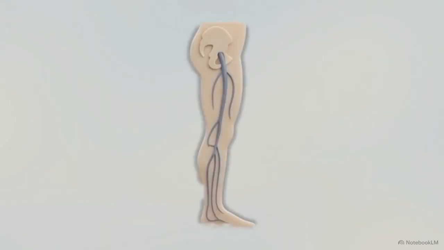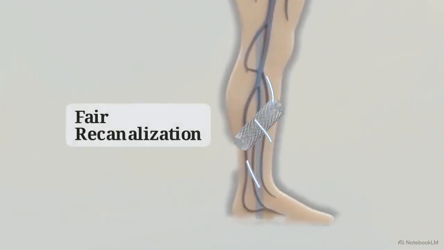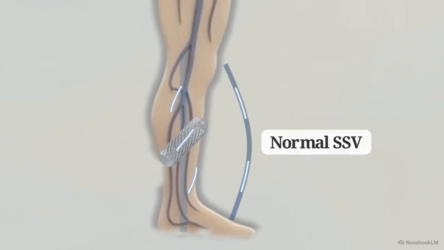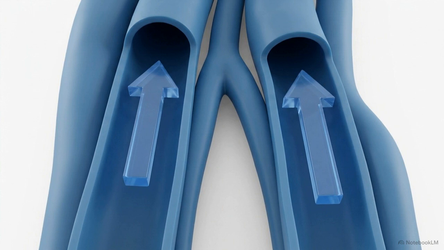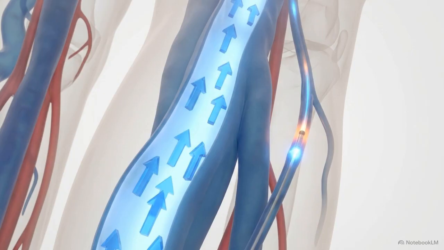The most favorable hemodynamic profile for GSV ablation is a prior below-knee DVT with fair recanalization, a normal small saphenous vein, and patent deep veins above the knee. Because the common femoral and popliteal veins are patent, the GSV is clearly not the primary outflow tract, ensuring the ablation will not compromise venous return.